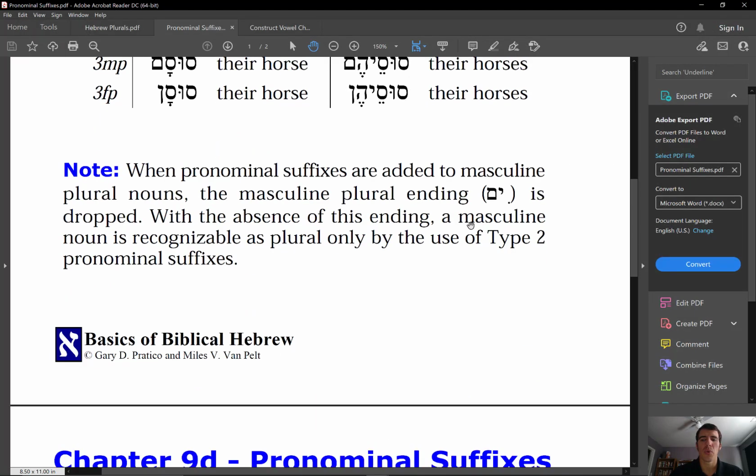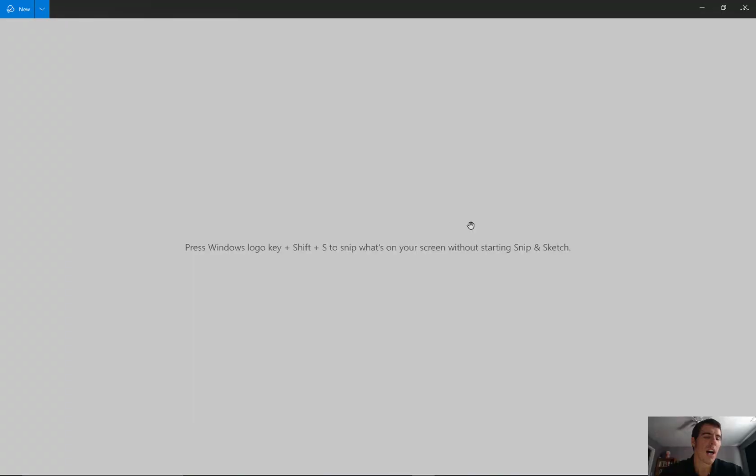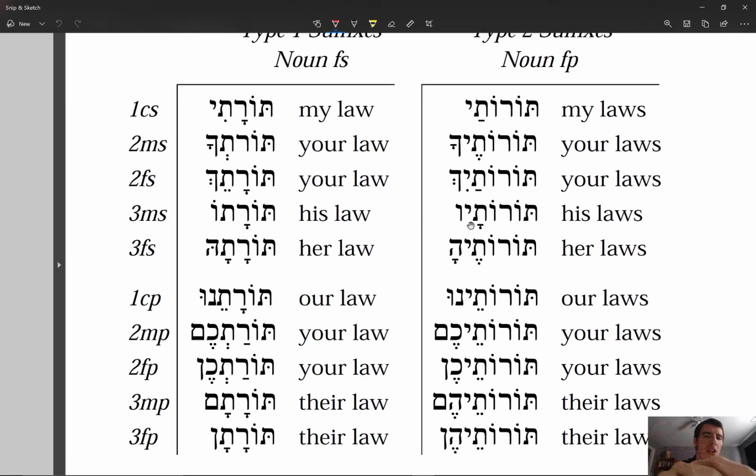So the way that this really is demonstrated is in the feminine form. In the feminine form, Torah is the word for law. So it should end in a qamets hey. But whenever it's in construct, or there's a pronominal suffix added onto a feminine noun which ends in qamets hey, that ending is transitioned to a tav. So here is Torah.